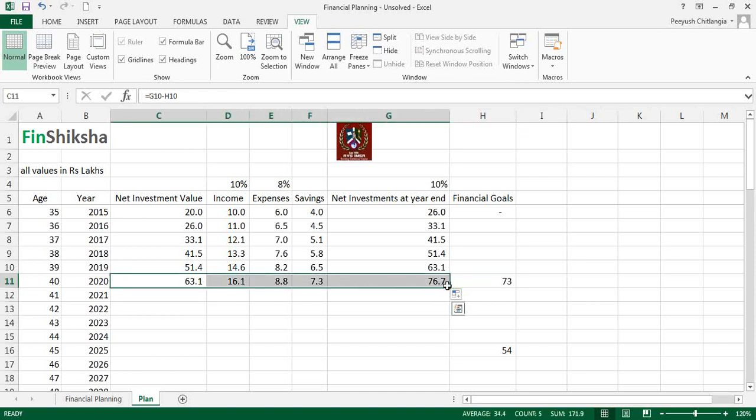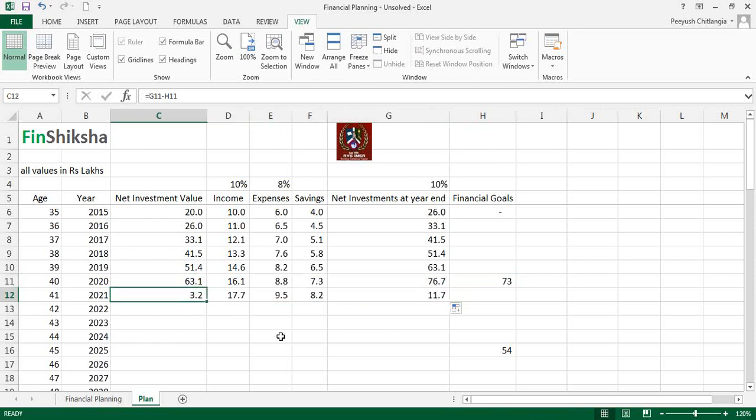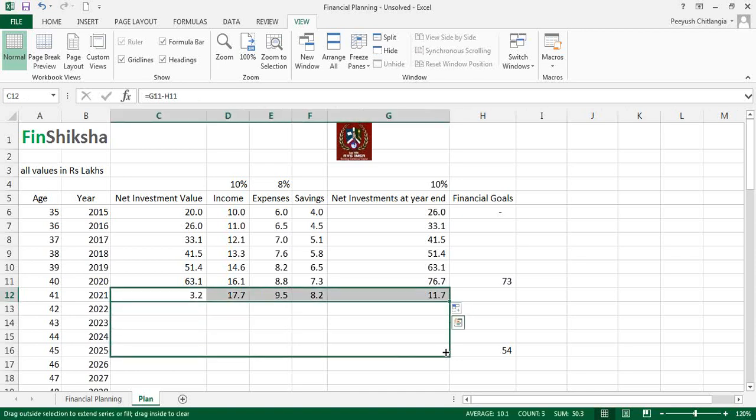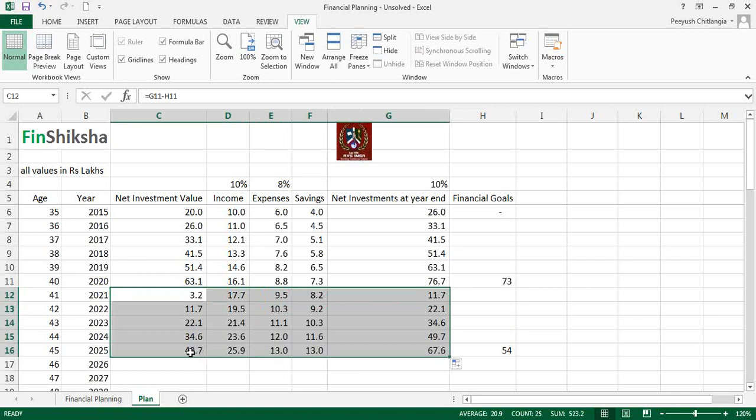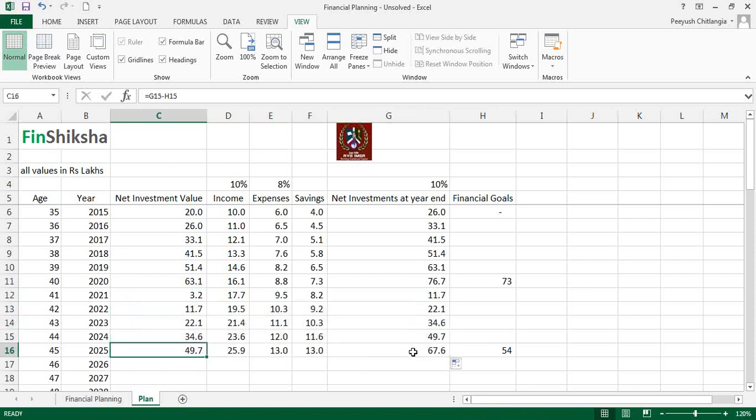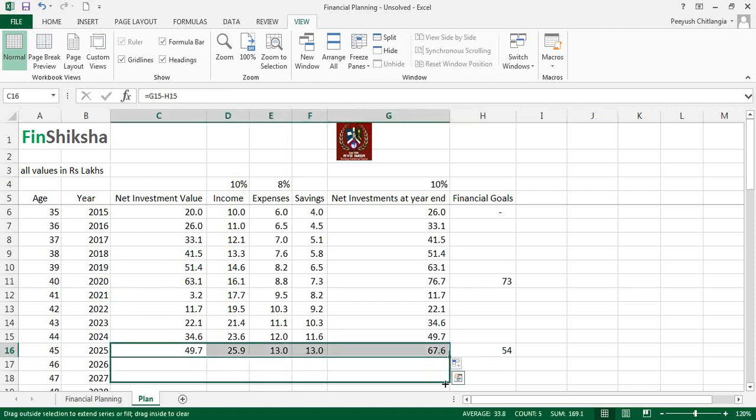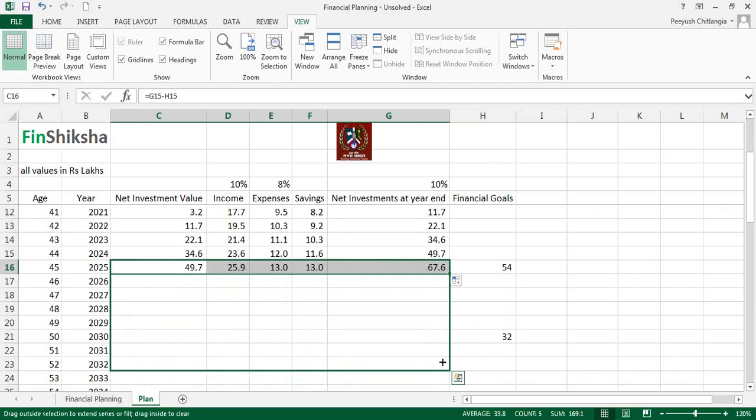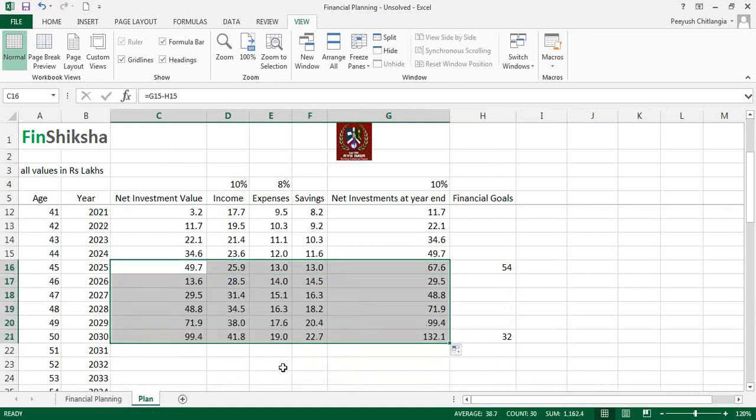So let's see what happens if you take out 73. You are left with only 3 lakhs after you have purchased the home. Next year onwards, you again start saving. Let's see if this saving is enough to reach this point. So in 2025, you have 67 lakhs, out of which 54 goes for higher education of the kid. And then you continue after this for a while, which brings you here.